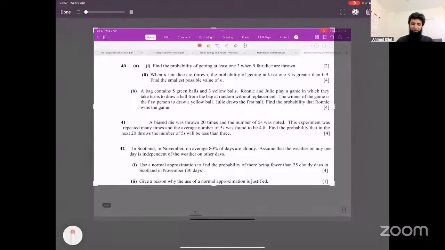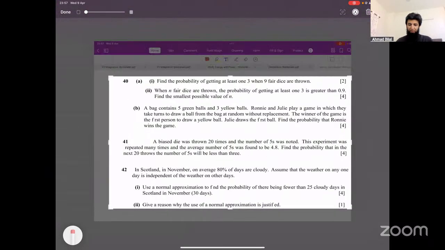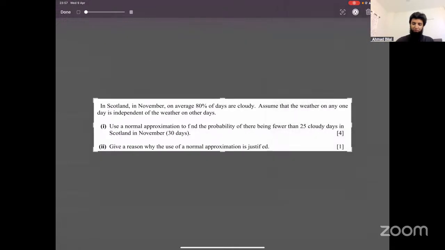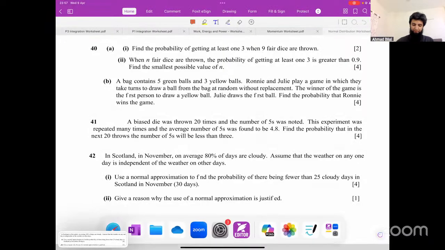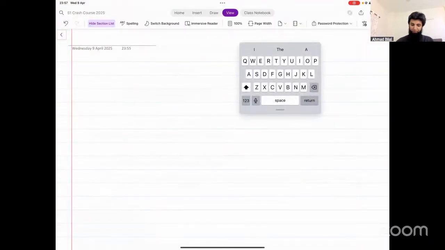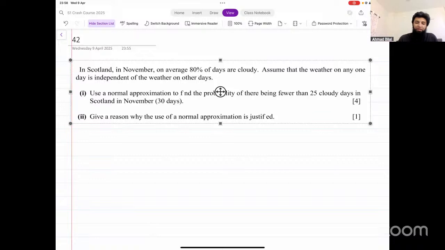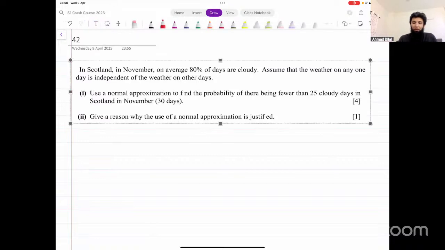Because we just did approximation, let's do one question on this. And then I'll find one that's relatively more difficult. This is 42 from the worksheet. In Scotland in November, on average, 80% of days are cloudy. Assume that the weather on any one day is independent of the weather on other days. Use a normal approximation to find the probability of there being fewer than 25 cloudy days in Scotland in November.